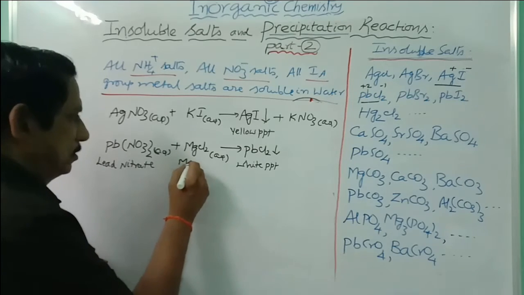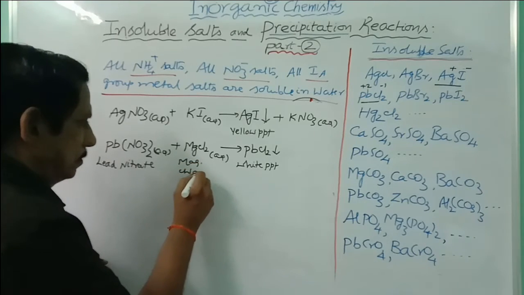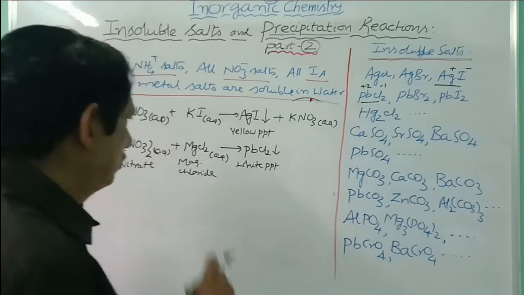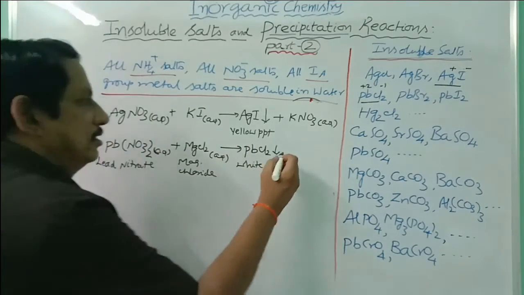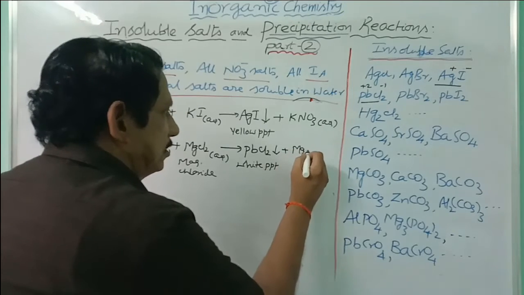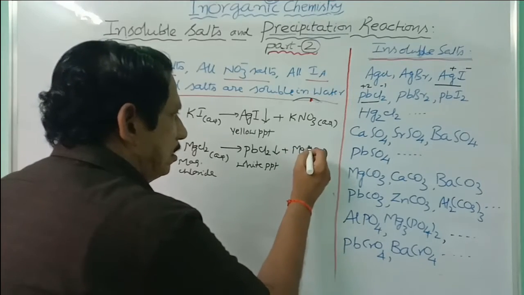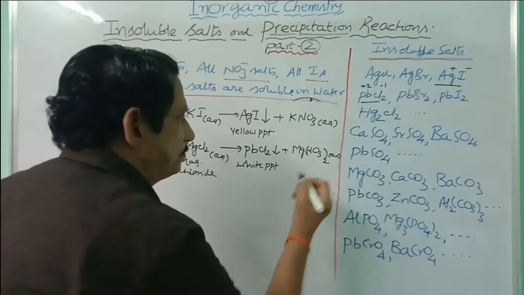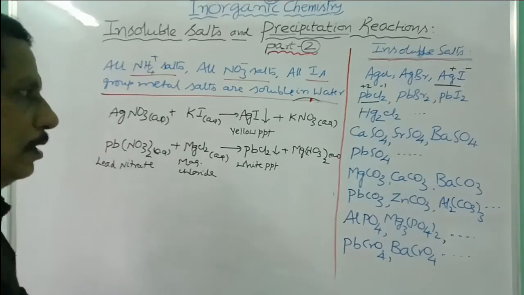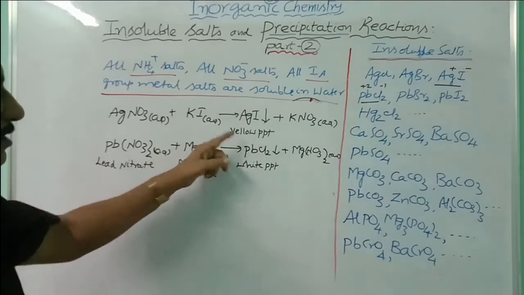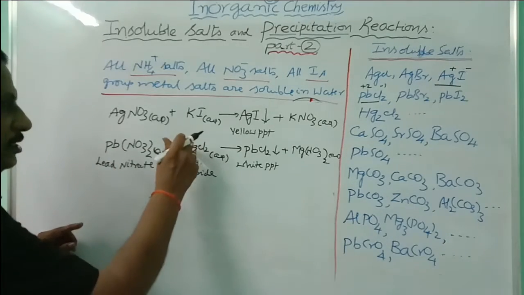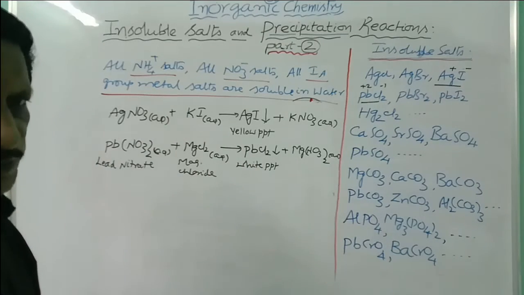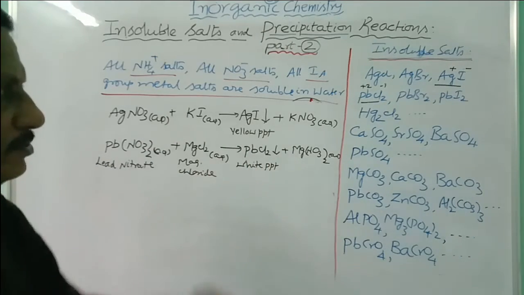This is magnesium chloride. Chloride has gone into the precipitate. Magnesium ion combines with nitrate ion, giving you magnesium nitrate. All the magnesium nitrates are soluble in water, so aqua. So magnesium nitrate: Mg2+, NO3-, so the formula is Mg(NO3)2. This is another precipitation reaction.